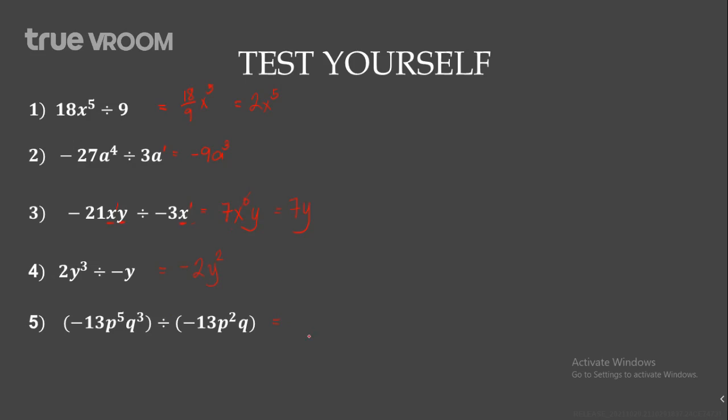Please answer number 5, Ramida. P raised to 3, Q raised to 2. Very good. Negative 13 divided by negative 13 is positive 1, so we are not going to put 1. Ramida's answer is p cubed, because 5 minus 2 is 3, and q squared, because 3 minus 1 is 2.